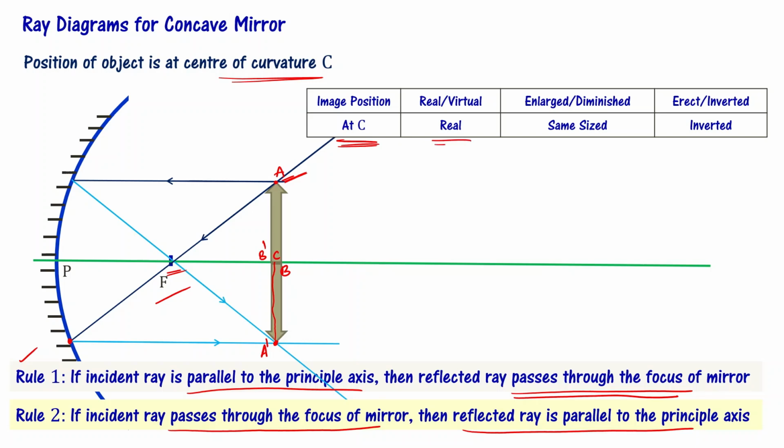Such images we call real images because we can project this image on a screen. If it is on the backside of the mirror, we can't project it on the screen. If it is on the front side of the mirror, we can project the image on the screen. That's why you can say that this is a real image. And the size of this image is the same as that of the object. And you have seen that it is inverted, right? Object AB has become inverted, like B prime A prime, right?